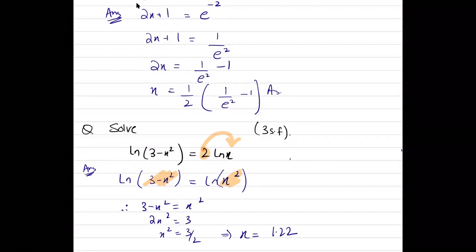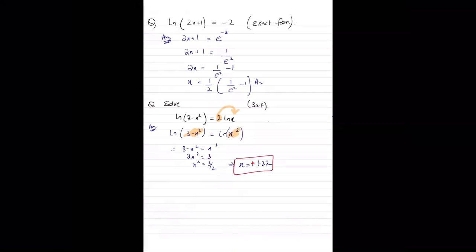And should I be writing plus minus, or is the answer just going to be plus? Oh no, it's only going to be plus because it's ln. Yes. So ln of a negative number is not defined. Okay, so that's why we are only going to take positive 1.22 as the final answer.